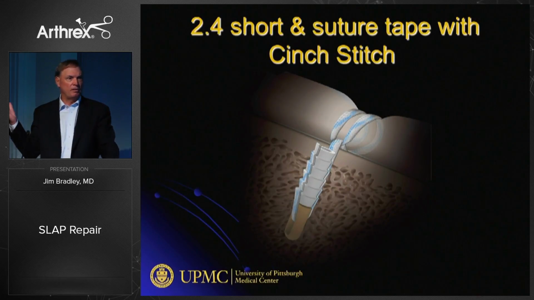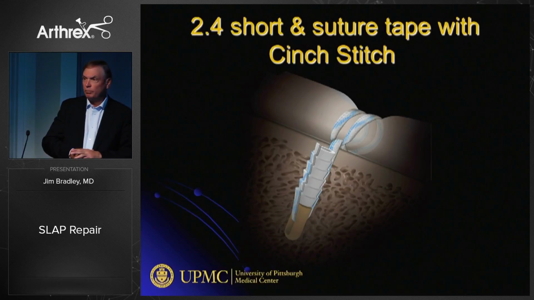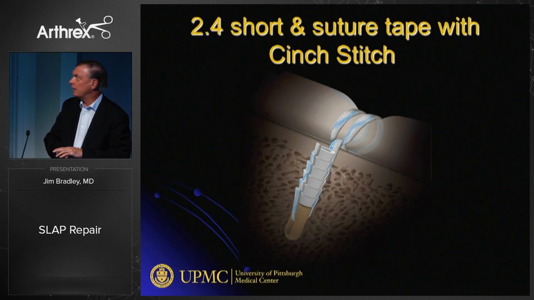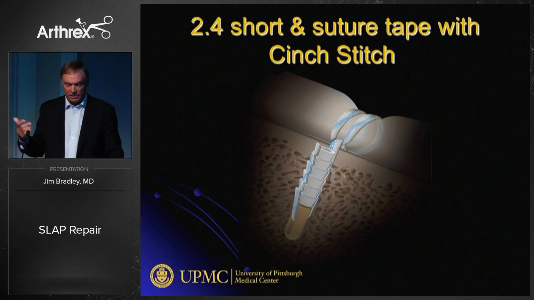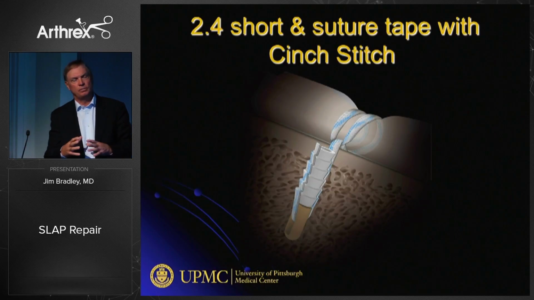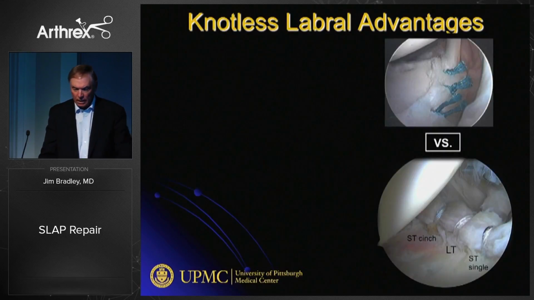This I think is going to be the one of the future for me: a short 2.9 push lock with suture tape in a cinch stitch fashion. So this will be my construct. The cells like it because it's a poly blend, so the cells like to cover that up.